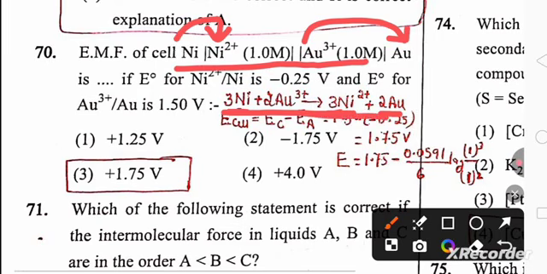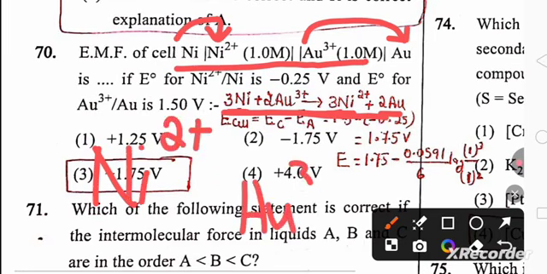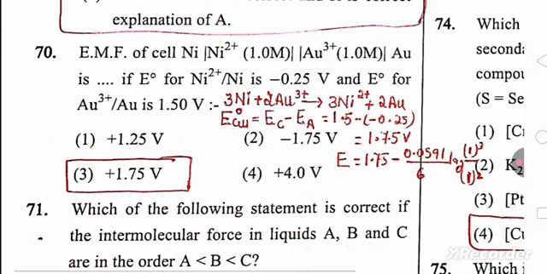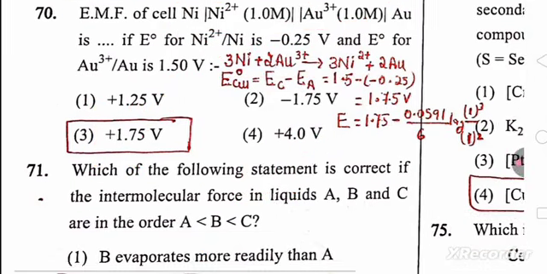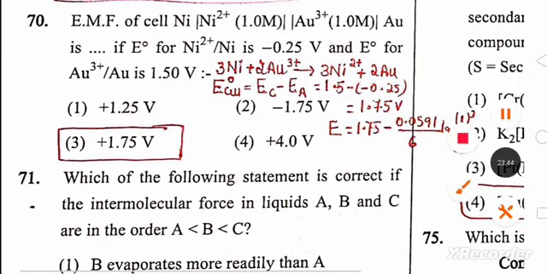3Ni plus 2Au3+ gives rise to 3Ni2+ plus Au. Nickel oxidation state is plus 2 and gold oxidation state is plus 3. To balance, we have taken 3Ni and 2Au3+. The number of electrons will be 6. So in this case, first we will find out the standard electrode potential.